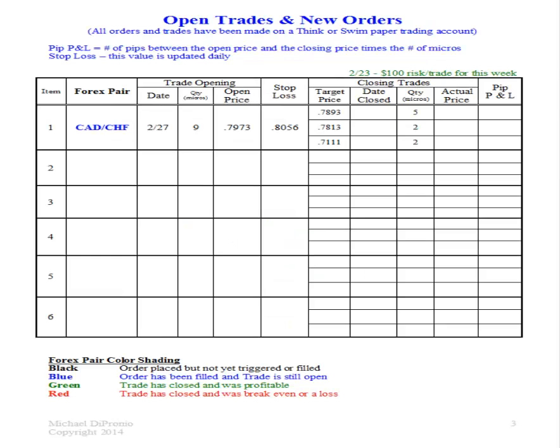Here's our trade analysis summary for February. For open trades, our CAD Swiss franc trade was triggered and we're now short 9 micros at 0.7973. Target number 1 is 0.7893 and our stop loss is at 0.8056. No new orders were placed today.